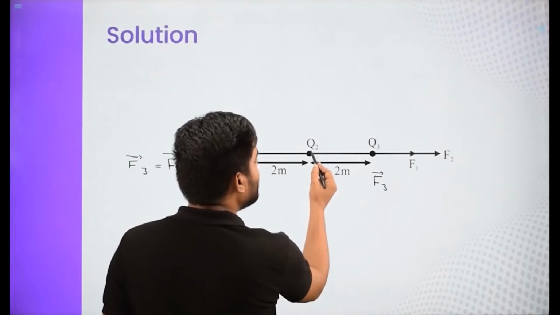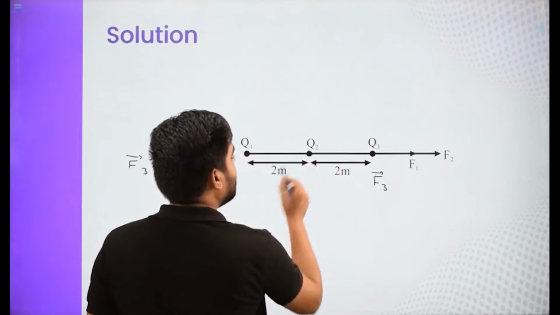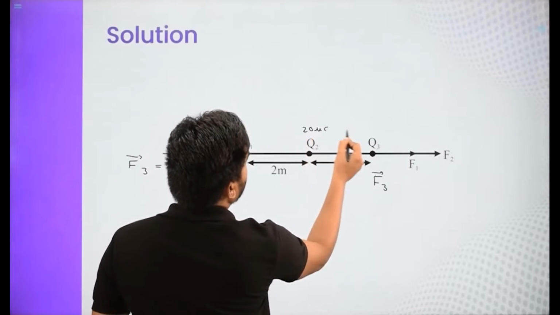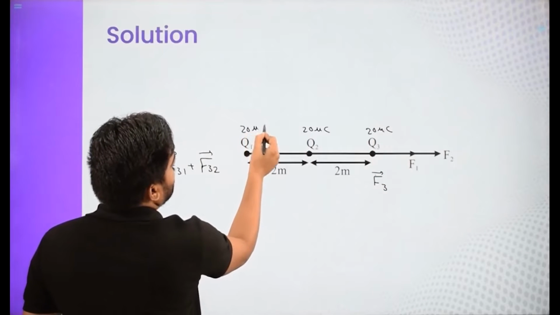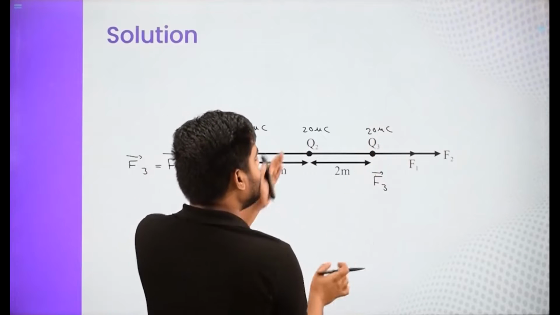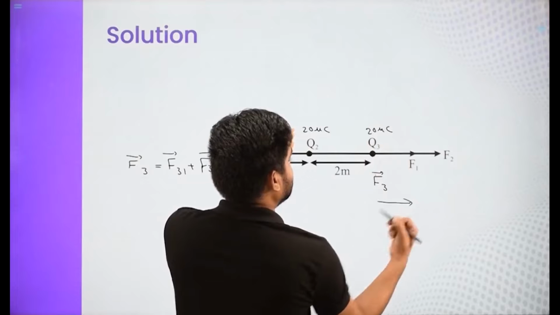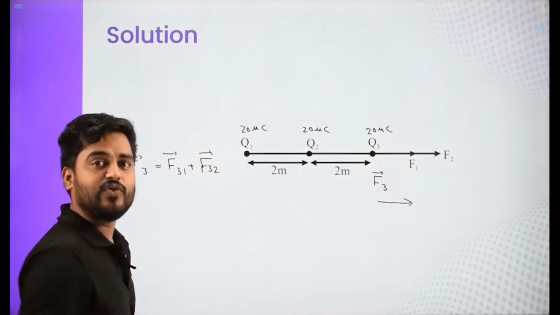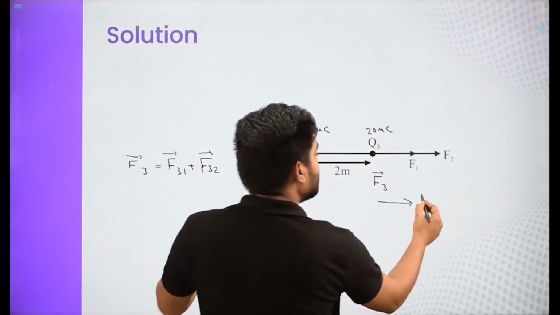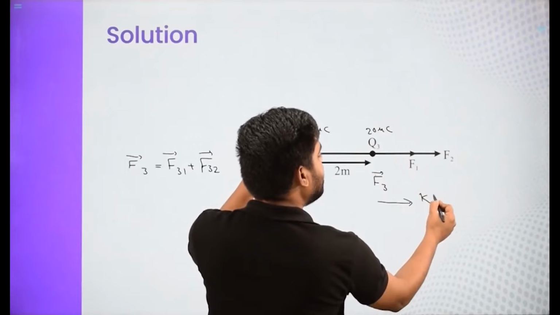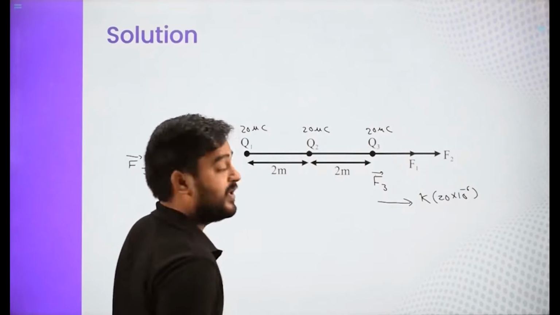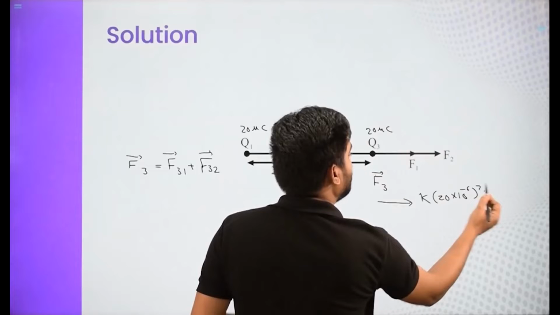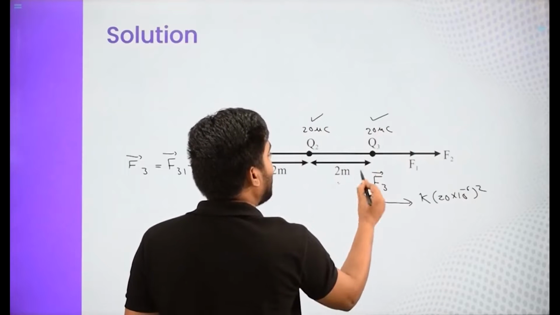Let us write the force due to charge 2. Each is 20 microcoulomb. First I am finding the force on Q3 due to Q2. So it will repel this. And what will be this repulsive force? K Q1 Q2 by R square. So K, Q1 which is 20 microcoulomb, 20 into 10 raised to power minus 6. Q2 is also 20 microcoulomb. I am saying Q1 Q2 by R square.